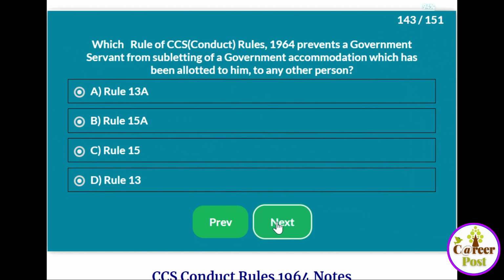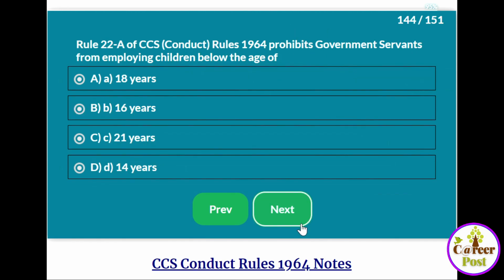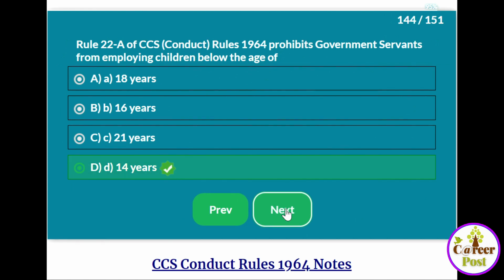Which rule of the CCS Conduct Rules prevents a government servant from subletting a government accommodation which has been allotted to any other person? It is 15A. Rule 22A of the CCS Conduct Rules prohibits a government servant from employing children below the age of 14 years.